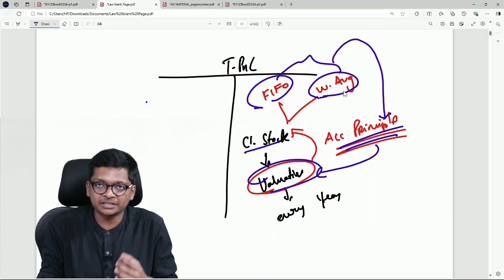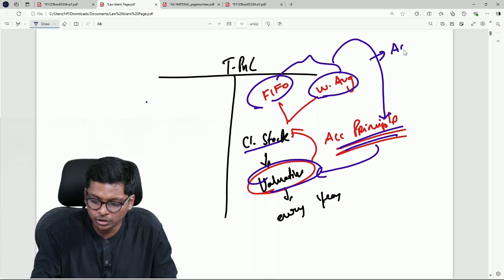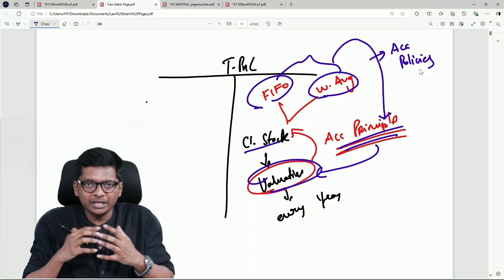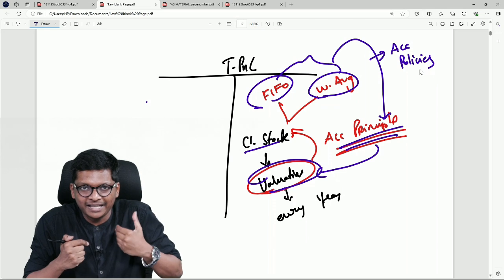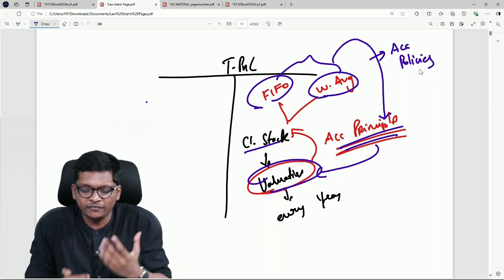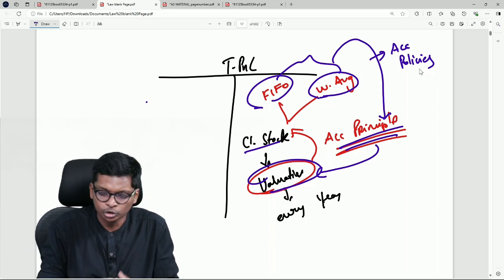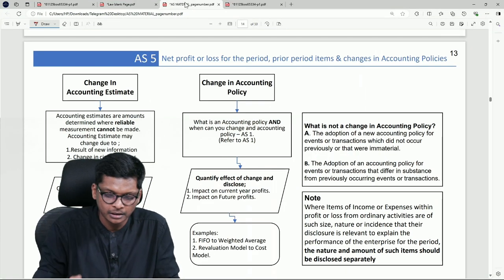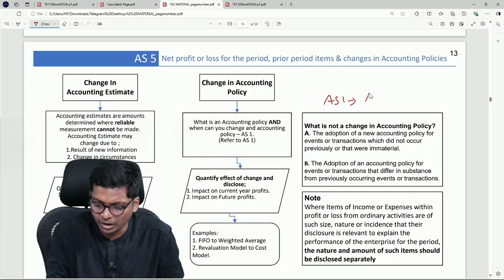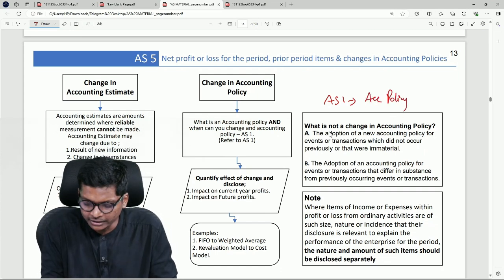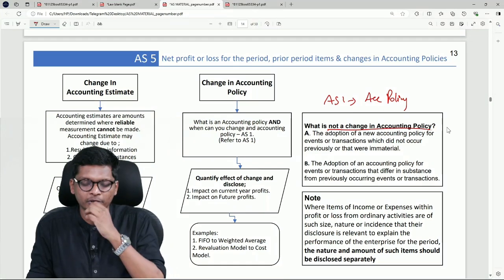Therefore, these methods FIFO or weighted average are known as accounting policies. So, accounting policies are used in applying accounting principles in the preparation of financial statements. So, you know now what is accounting policy. AS1 talks about what is accounting policy, guys. AS5 says what is not a change in accounting policy.